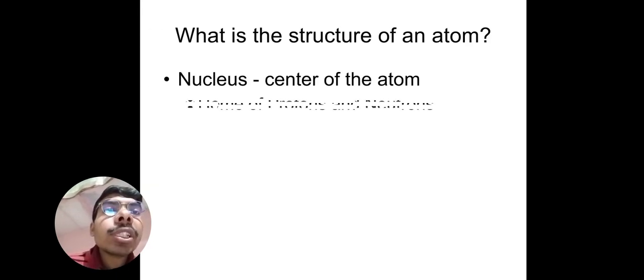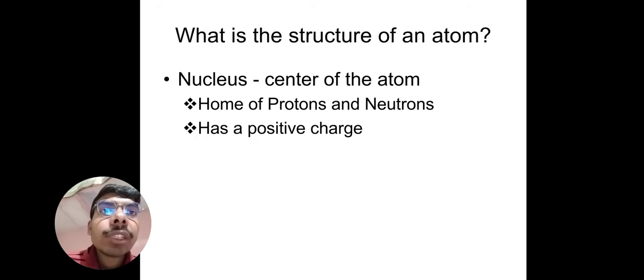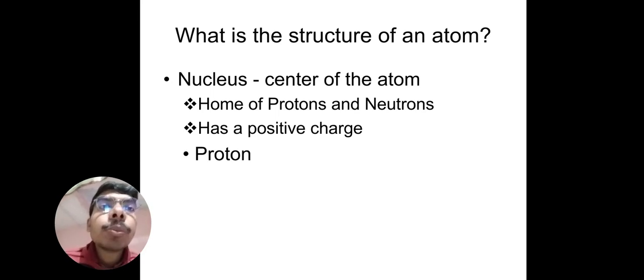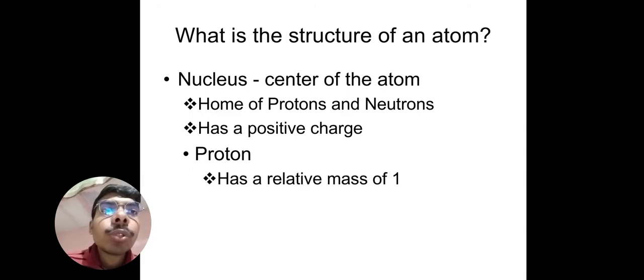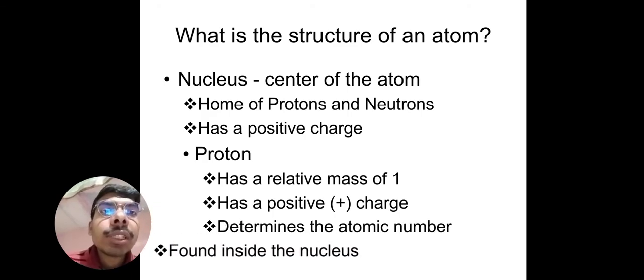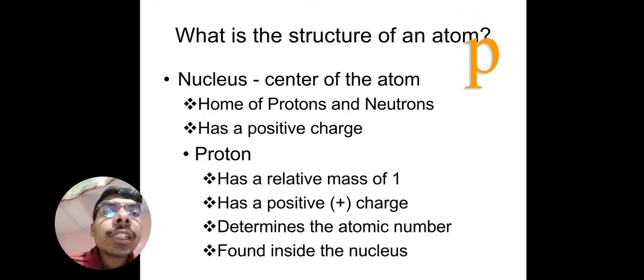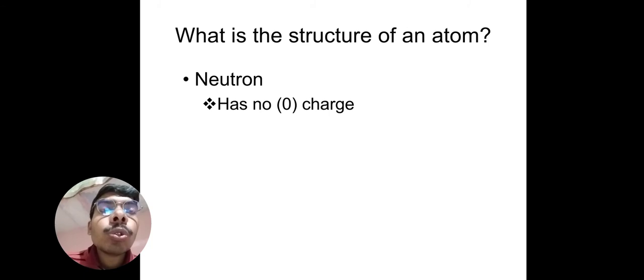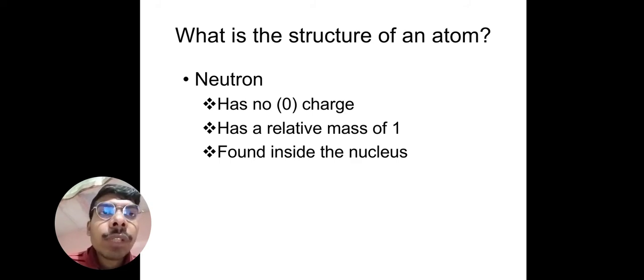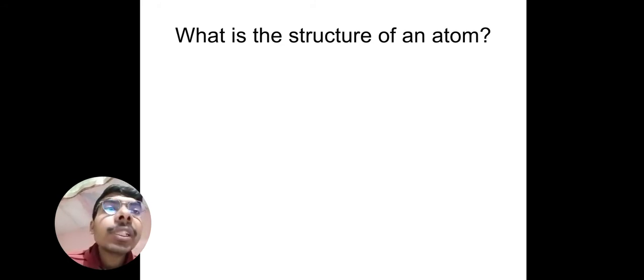Next comes the structure of an atom. Let us revise what we have studied yet. First comes the nucleus. The nucleus is the center of the atom, the home of protons and neutrons. It has a positive charge. Let us discuss protons and neutrons separately. A proton has a relative mass of 1. It has a positive charge. It determines the atomic number and is found inside the nucleus. It is represented by P. Next come neutrons. Neutrons have no charge. As it is neutral, its name is neutron. It has a relative mass of 1, is found inside the nucleus, and is represented by N.